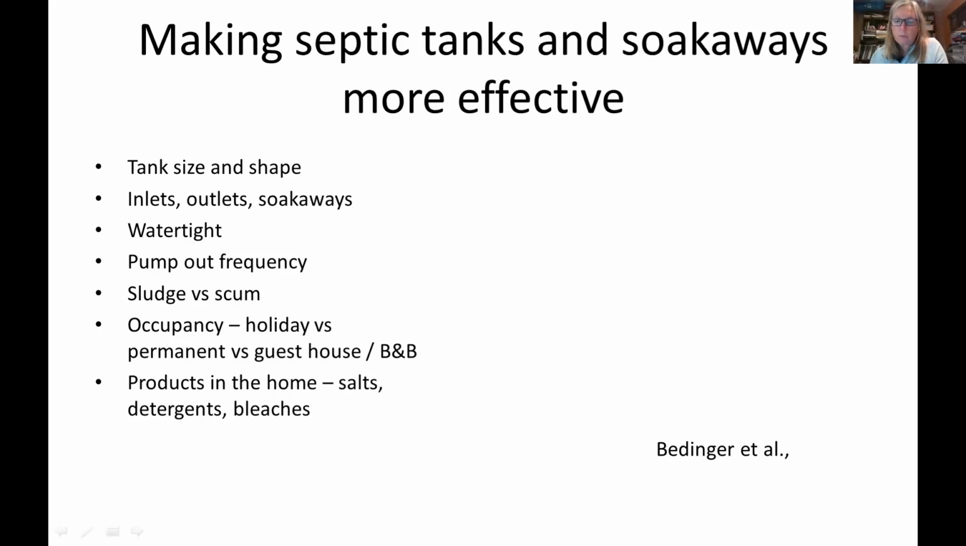How is your soakaway performing? That is extremely important. I think a lot of the problems that we have with these septic tanks and soakaways are that the problem's actually lying in the soakaway because it's been blocked. Your septic tank might be working really well, but your soakaway has been blocked.